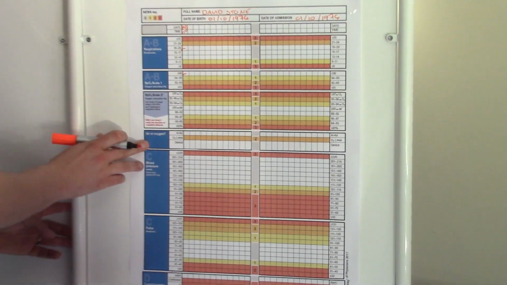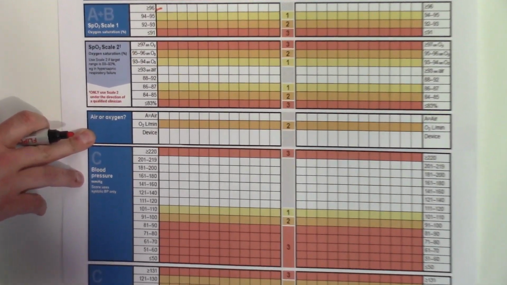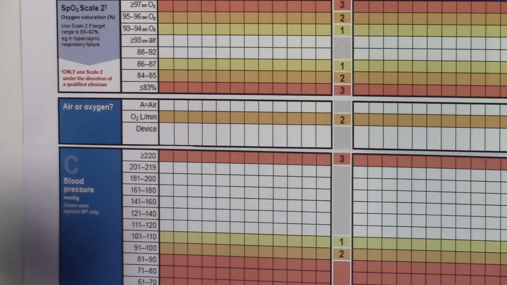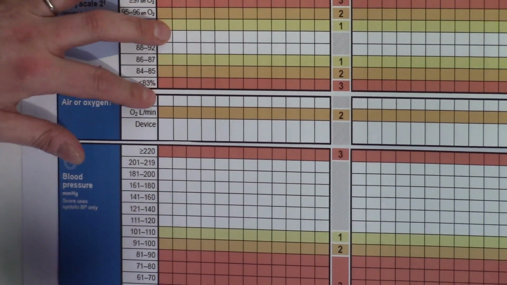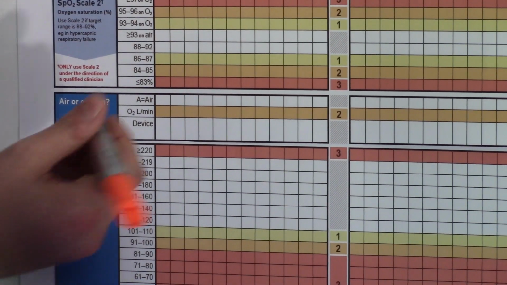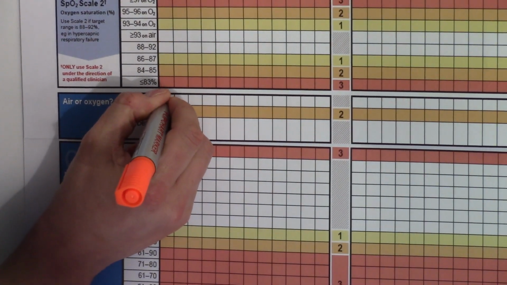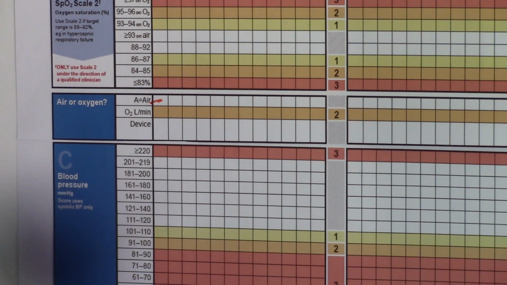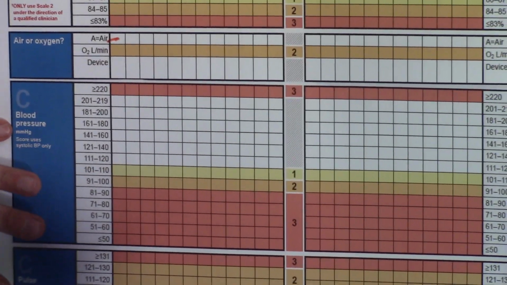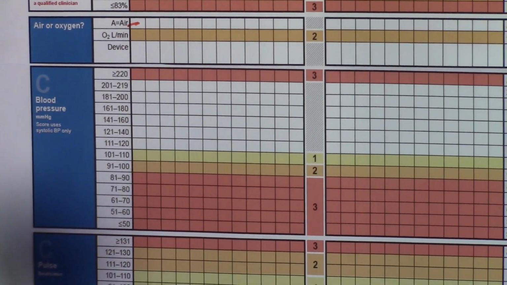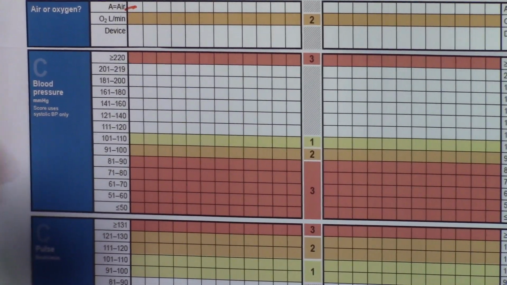As we come down, this is asking for the delivery of the gas. Is he breathing on his own from air, or is he breathing from oxygen? It's just about making that score higher. Okay, so David's breathing from the air, so he doesn't get another score for that. Okay, now we're down into C for circulation. So we've done the airway, we've done breathing, now we're in circulation.